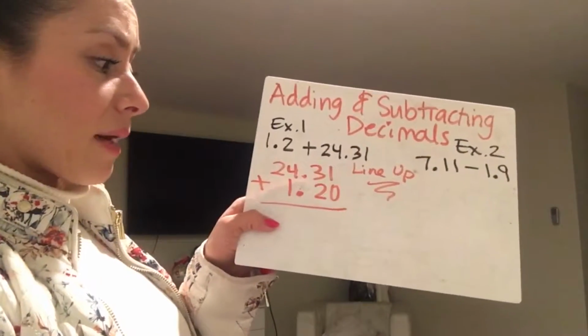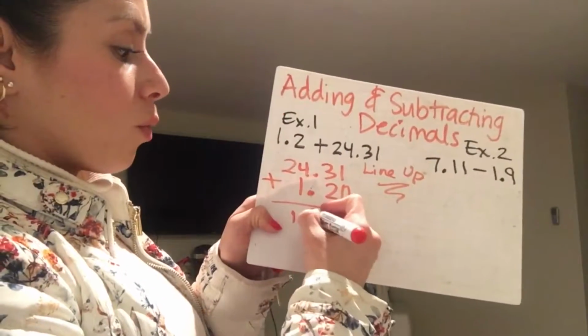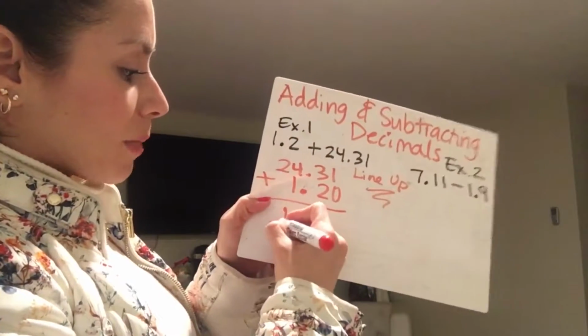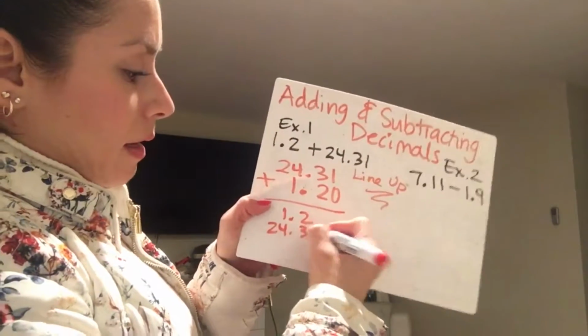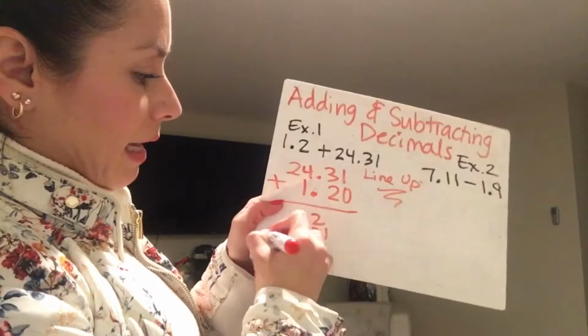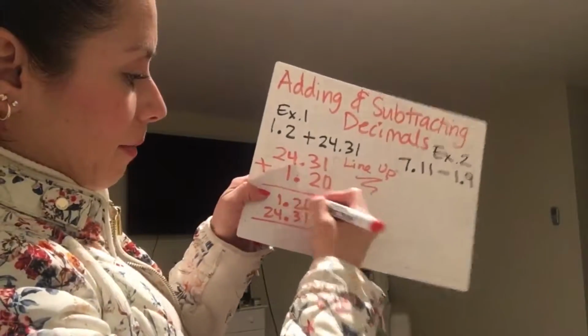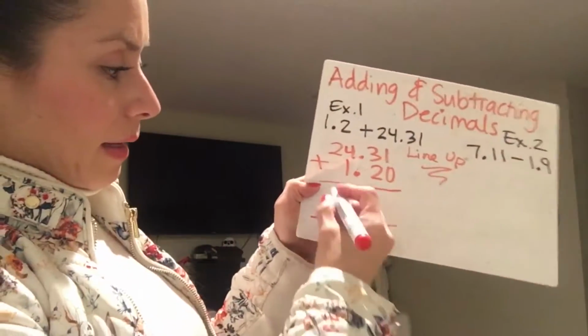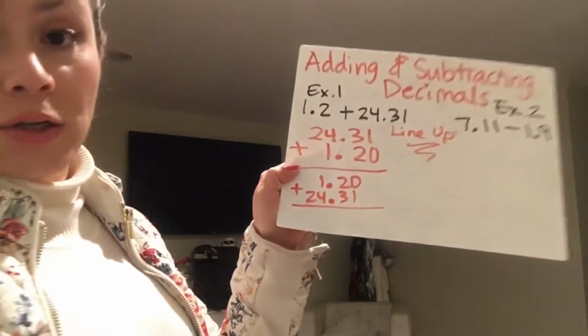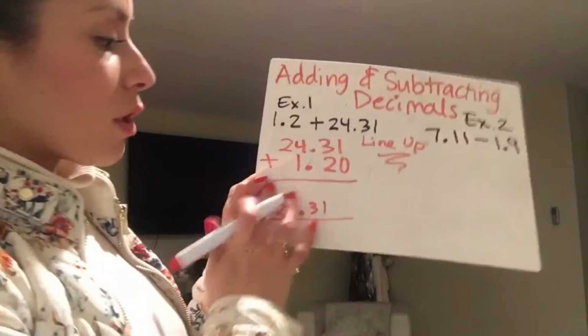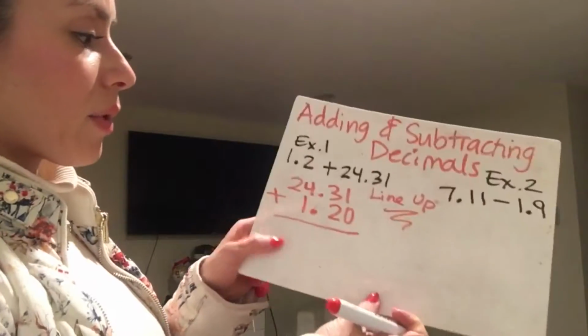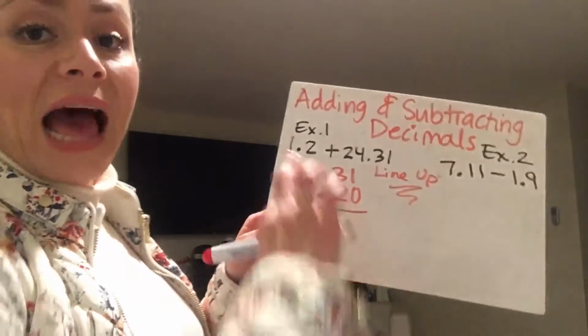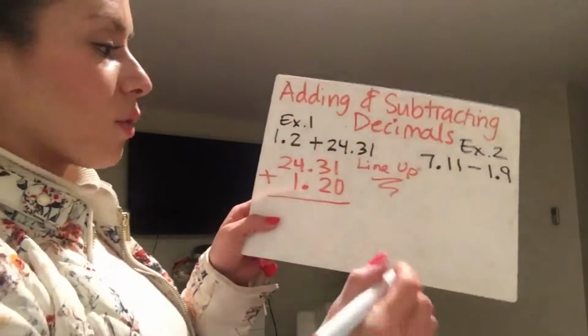And if you wanted to set it up the other way, it would be 1.20 plus 24.31, just make sure your decimals are lined up. You can do it like this as well. So let's just keep it with the biggest number on top because it had the most digits. Again, in adding, the commutative property says you could change the order, it doesn't matter.